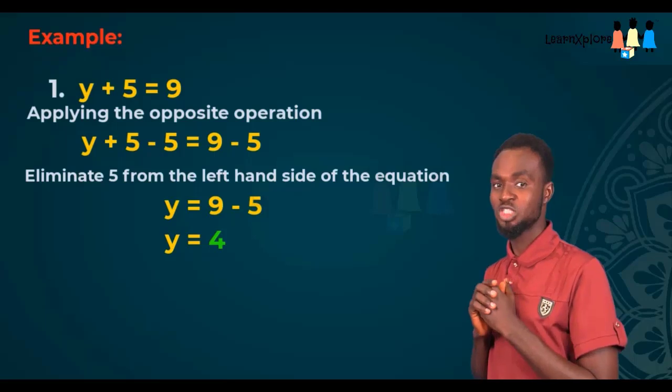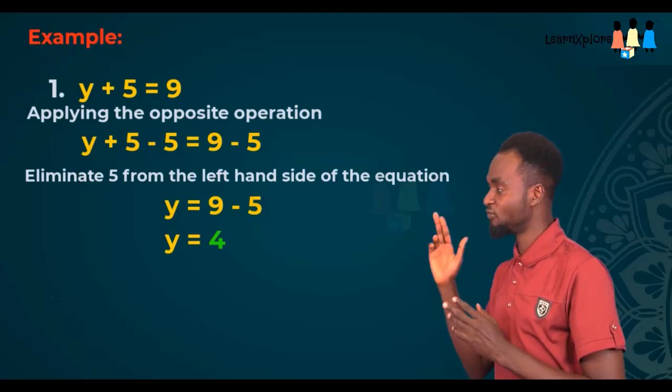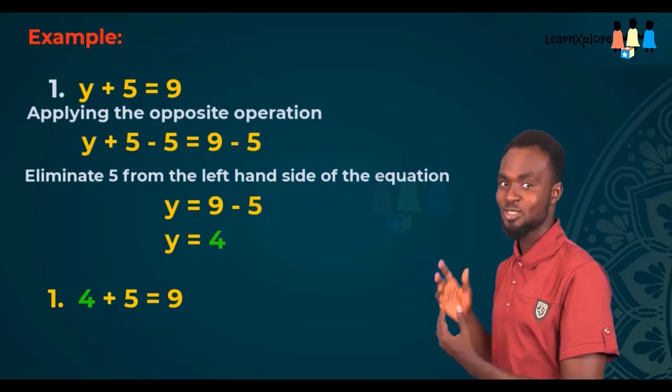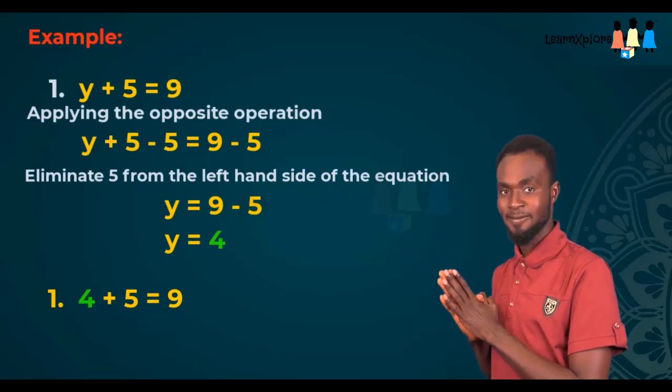Before we continue, let us check if our answer is correct. If 4 is the missing number, so we have 4 plus 5 is equal to 9. So 9 is equal to 9.